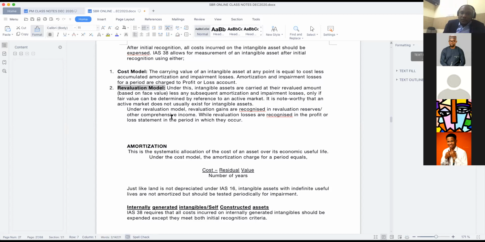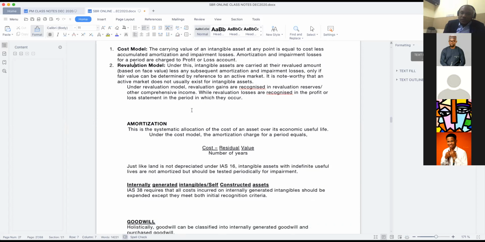Sir, is an active market level 2? It's level 1, where the products are identical. But of course there can be an active market for level 2, where it is active for similar but not identical products.